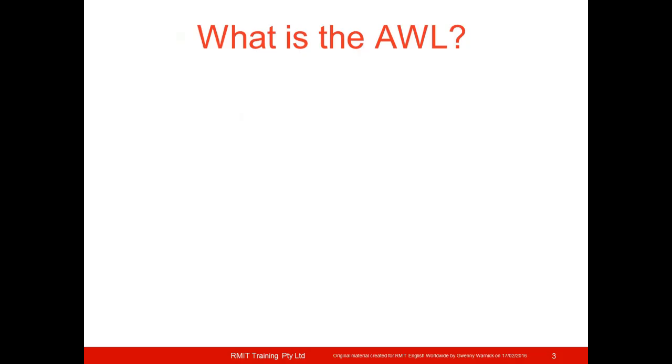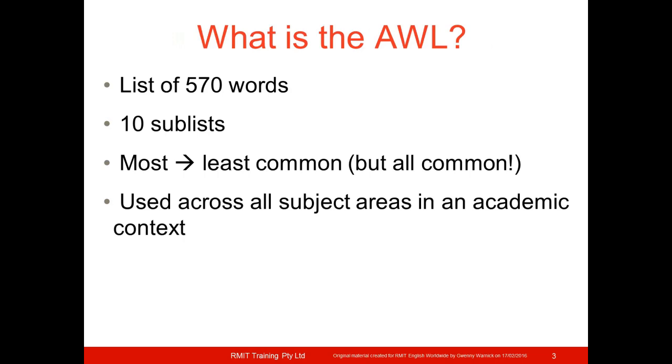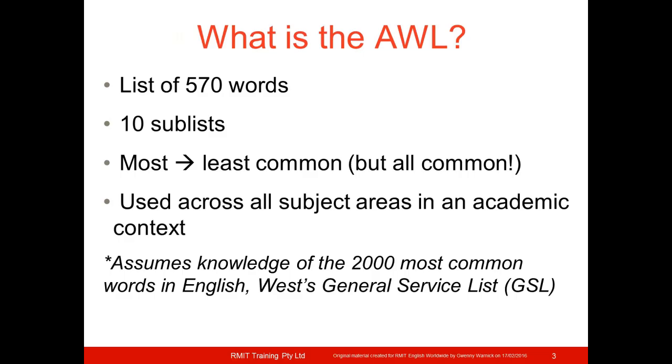The academic word list is a list of words that was created by Averil Coxhead in 2000 as part of her thesis. It contains 570 words divided into 10 sublists, and they're organized from the most to the least commonly used. But all of them are common across all subject areas in an academic context. It assumes that you have knowledge of the 2,000 most common words in English, which is another vocabulary list, the general service list.